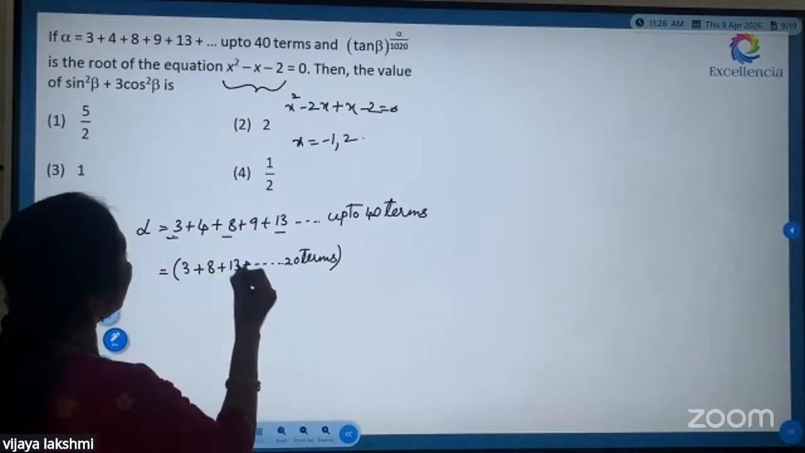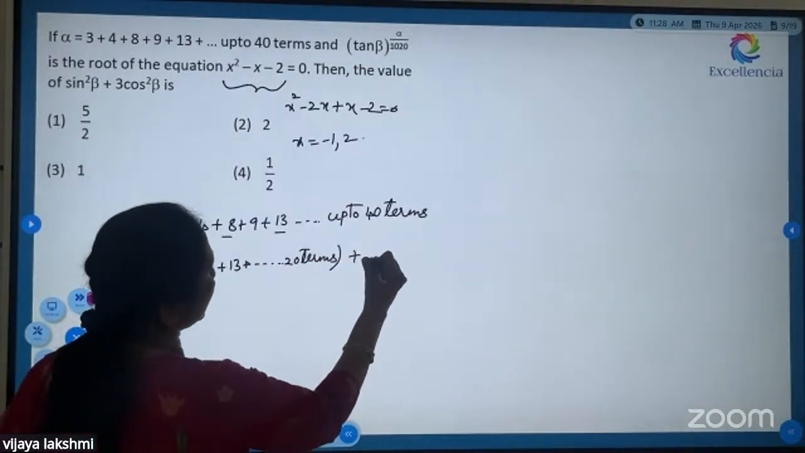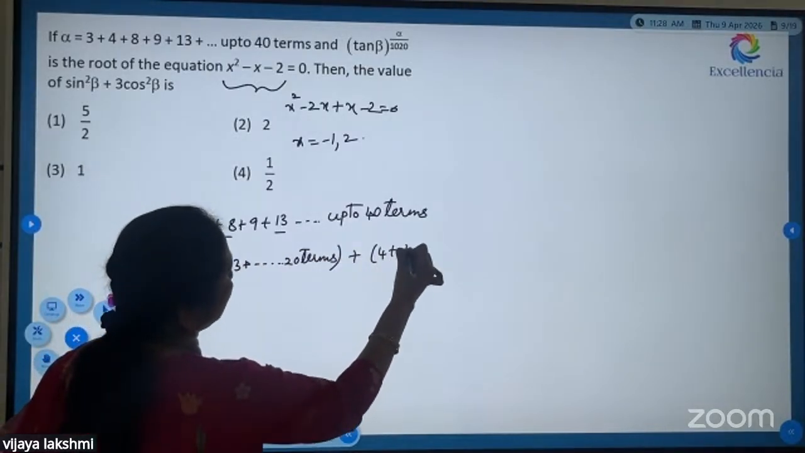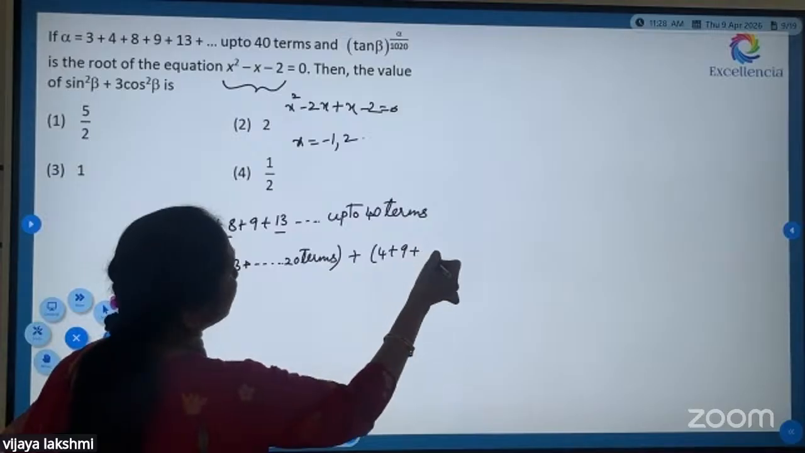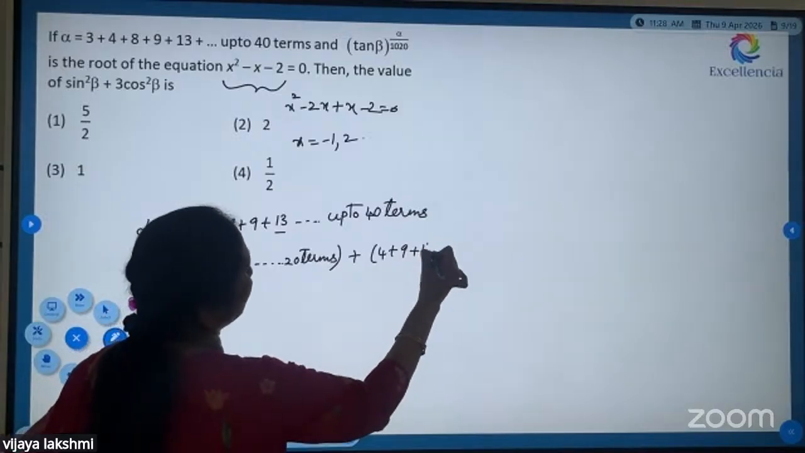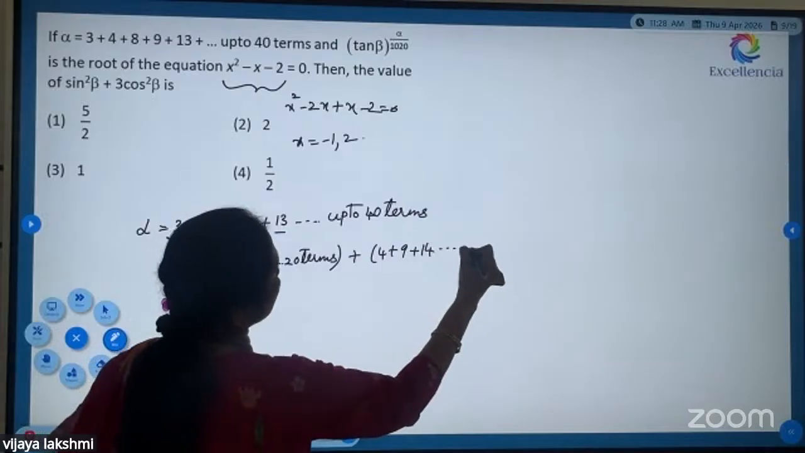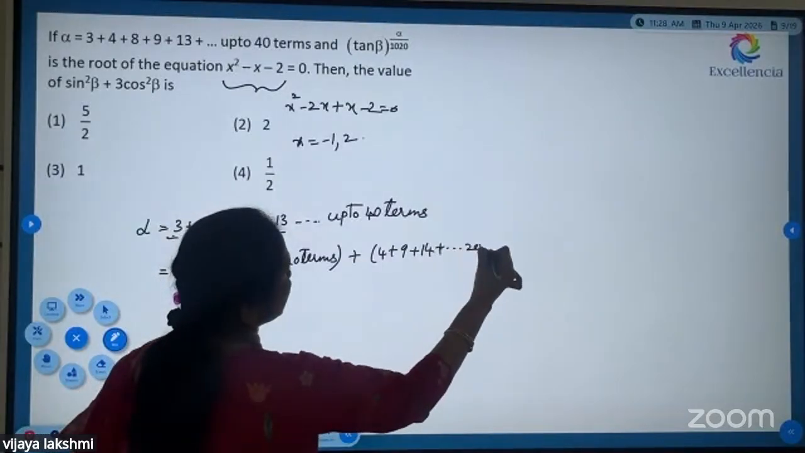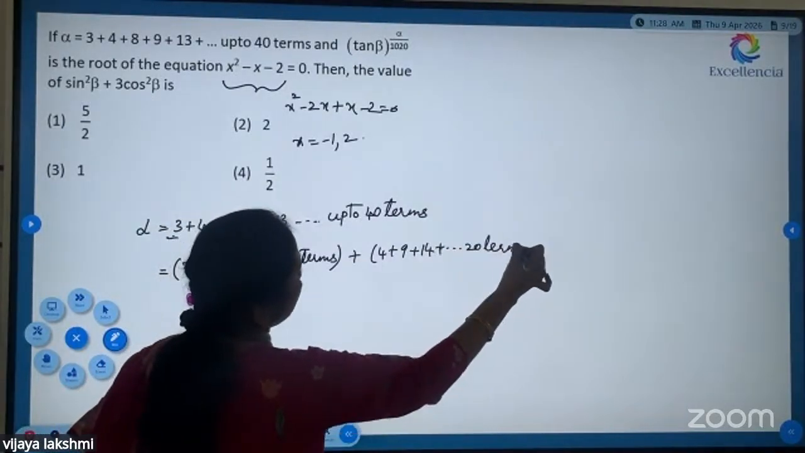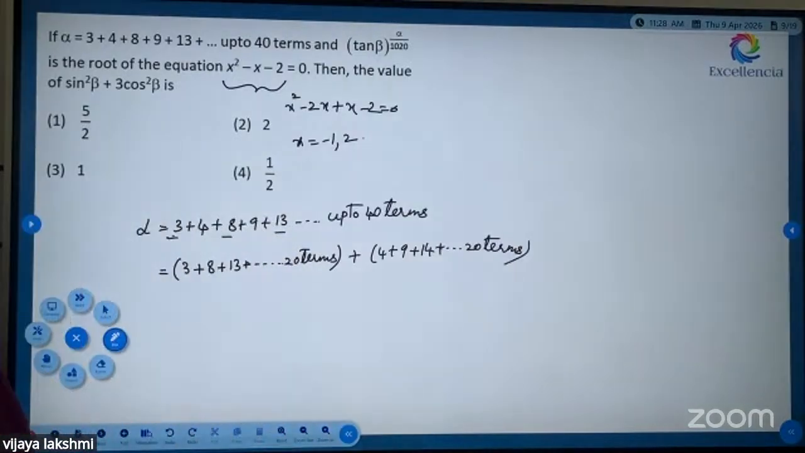If you take the alternate terms, 4 plus 9 plus 14 plus and so on. Here the difference is 5. Here also we can write 20 terms. We just need to find the sum of the terms.